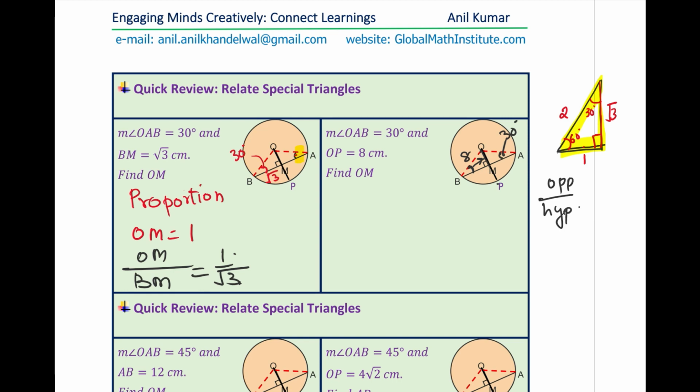So the ratios will be constant, right? Comparing with this, and we're talking about the angle 30, right? So from here, the opposite side is 1 and the hypotenuse is 2. Do you see that? So the ratio of opposite to hypotenuse is constant. So in this case, OM over OB should be equal to, if you're looking from 30 degrees, 1 over square root.